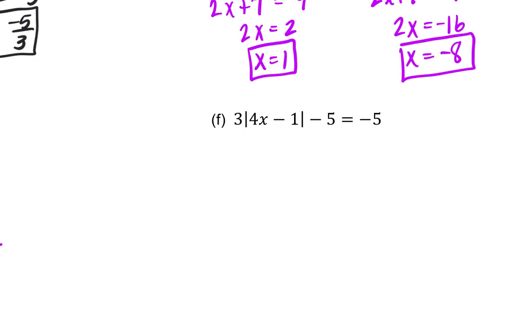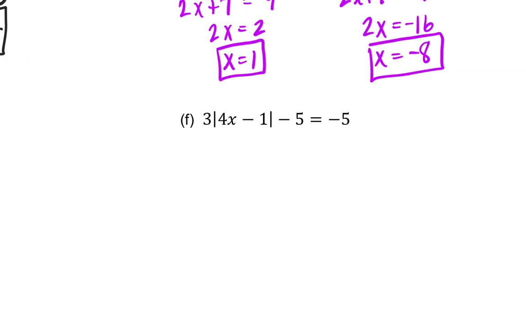All right. Now, if I add 5 to both sides, I've got 3 absolute value. Well, let me write the right problem down. 3 absolute value 4x minus 1 equals 0. Because if I subtract 5 from both sides, I just zeroed out. Now, if I divide by 3, I've got 4x minus 1. It's still equal to 0, because if I divide 0 by 3, it's still 0.